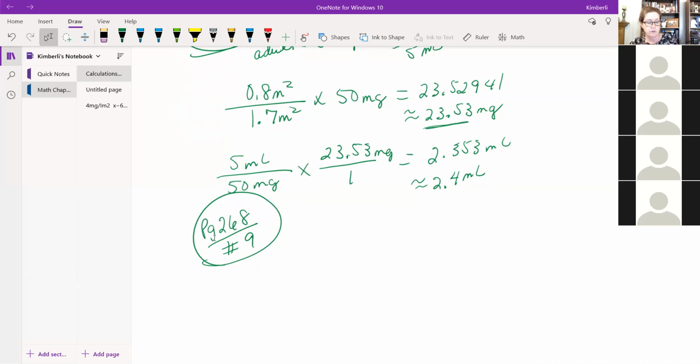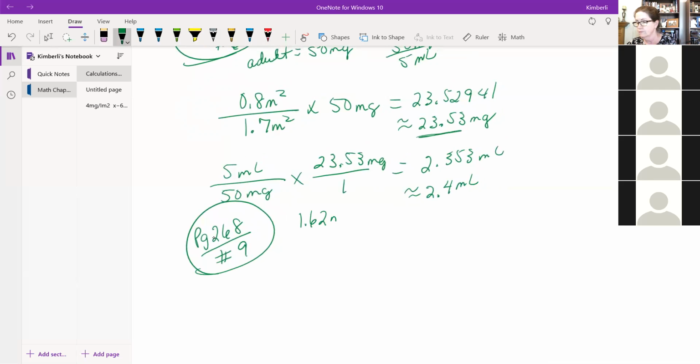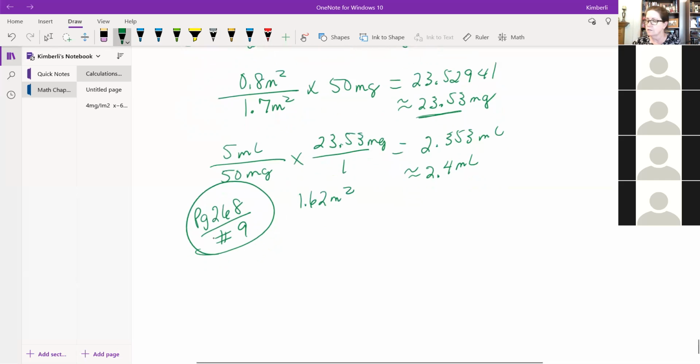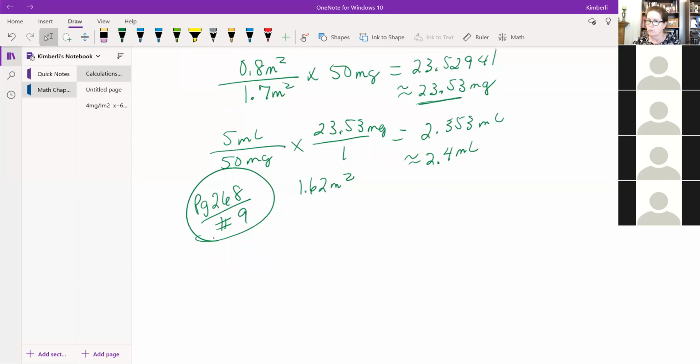An adult with a BSA of 1.62 meters squared has severe herpes zoster. What is herpes zoster? Is that like genital herpes? No, I think it's like shingles. Yes, it's shingles. Very good. Shingles is caused by the reactivation of what virus?